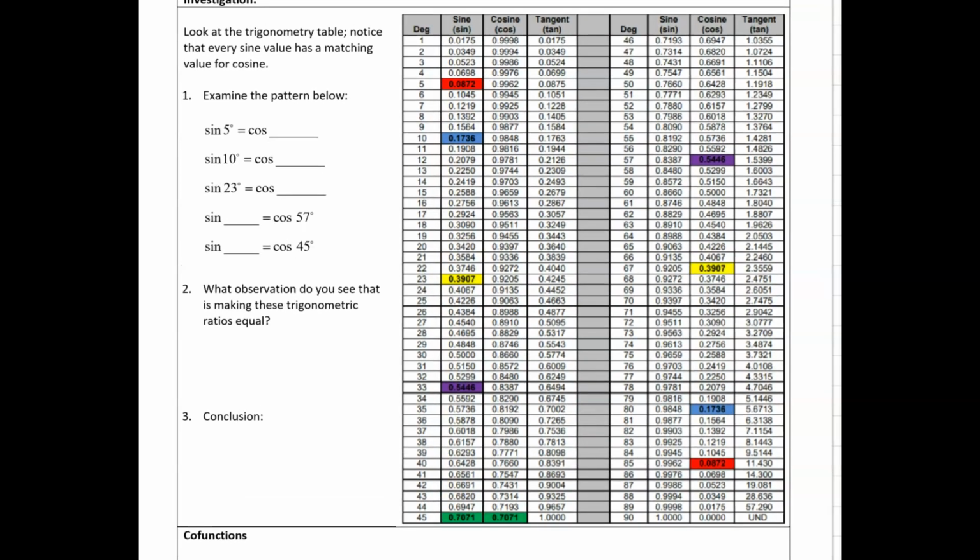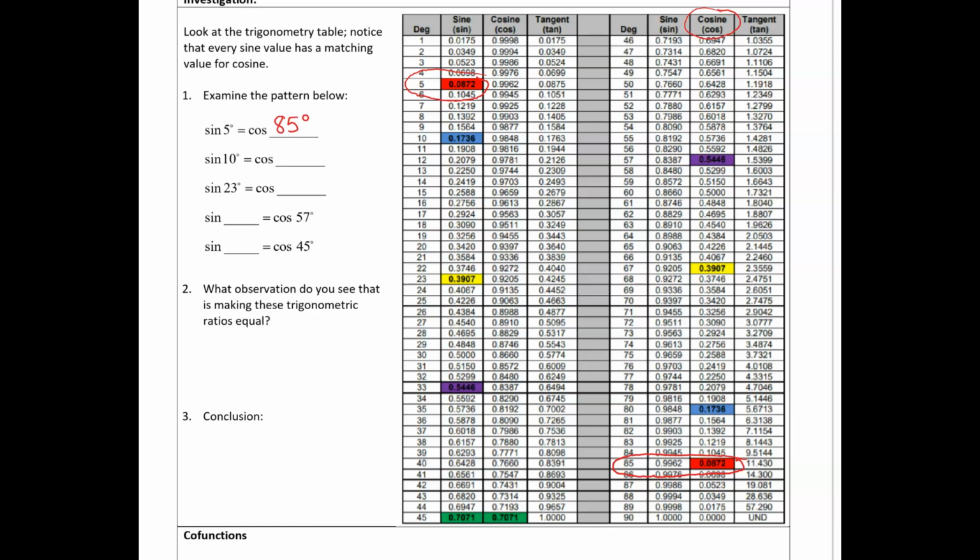It says sine 5 degrees, which I have here in red. And if you look at the other side of the chart, the 0.872 pops up again right here, except now it is in the cosine column and it is at the 85 degree. So that means that sine 5 degrees is actually the same as cosine 85 degrees.